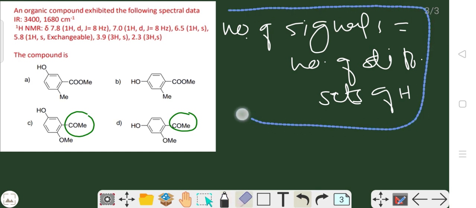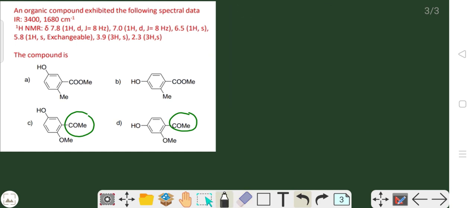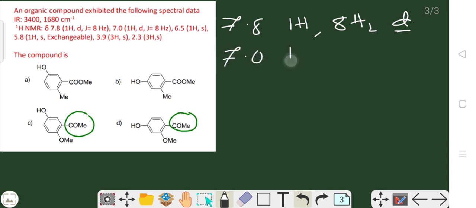Okay, so look at the structure first. The first signal is 7.8, that means it's an aromatic region. It should be a highly deshielded proton, due to one hydrogen. The coupling constant is given, that is 8 Hz, and the multiplicity is a doublet. The doublet means the neighboring proton should be 1. This is the first signal. The second signal given is 7.0, which is again due to one hydrogen. It is 8 Hz and a doublet, that means the neighboring proton should again be 1. So those 8 and 8 Hz mean the two hydrogens are in an ortho relationship.